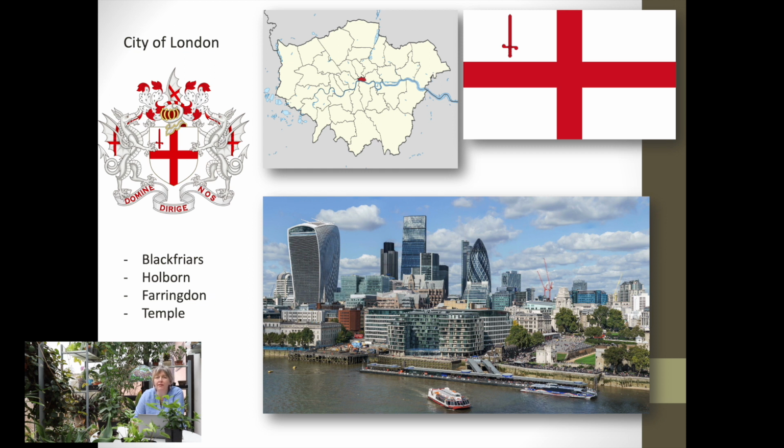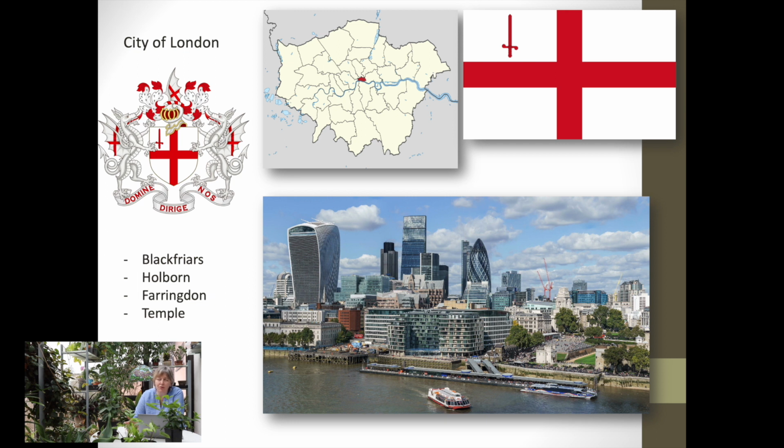You'll have some other names on the slide, and these are the names of the local areas, the neighbourhoods within the City of London. So places like Blackfriars, Holborn, Farringdon and Temple. You may hear these locations, these are all places within the area of the City of London, which is, as you can see, right in the very centre of Greater London.